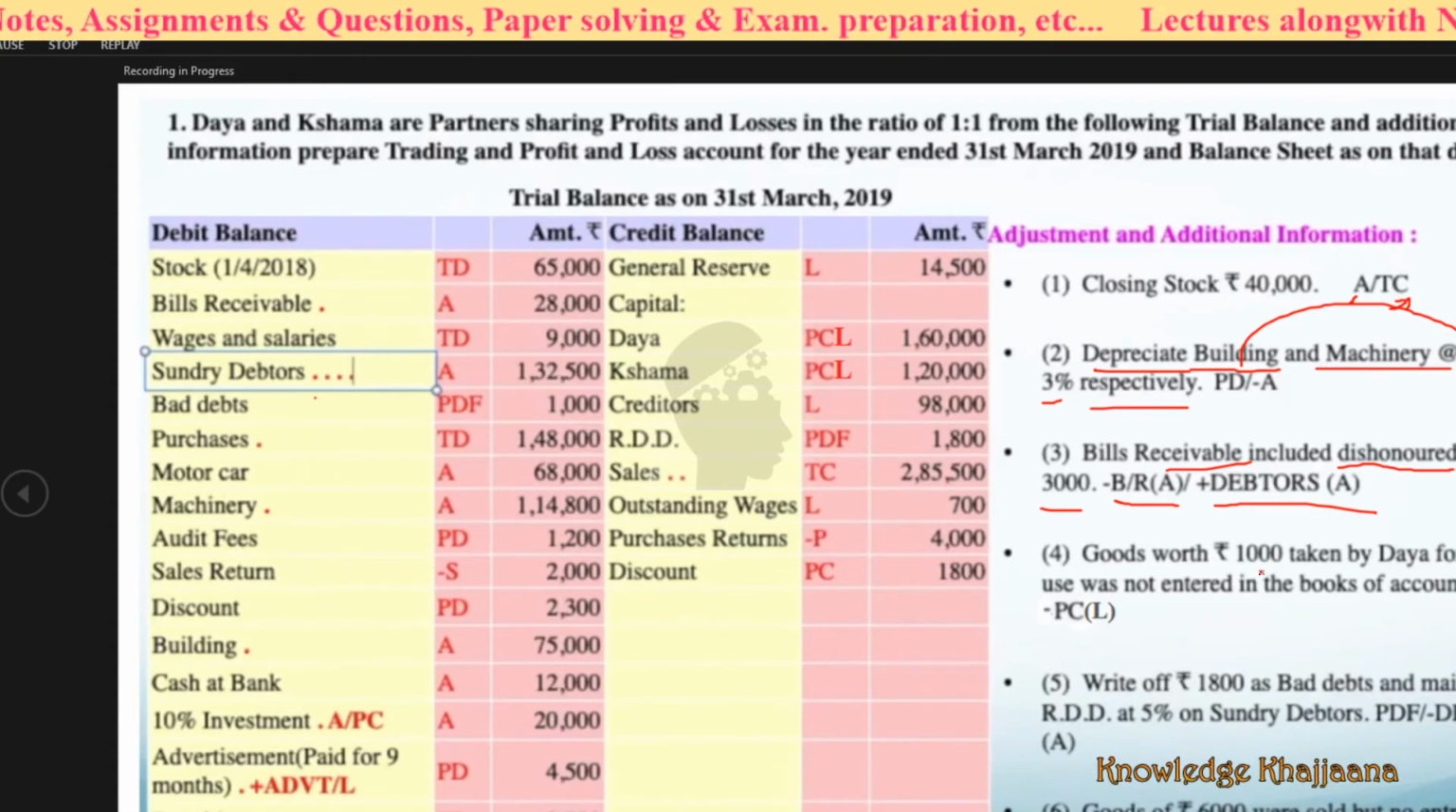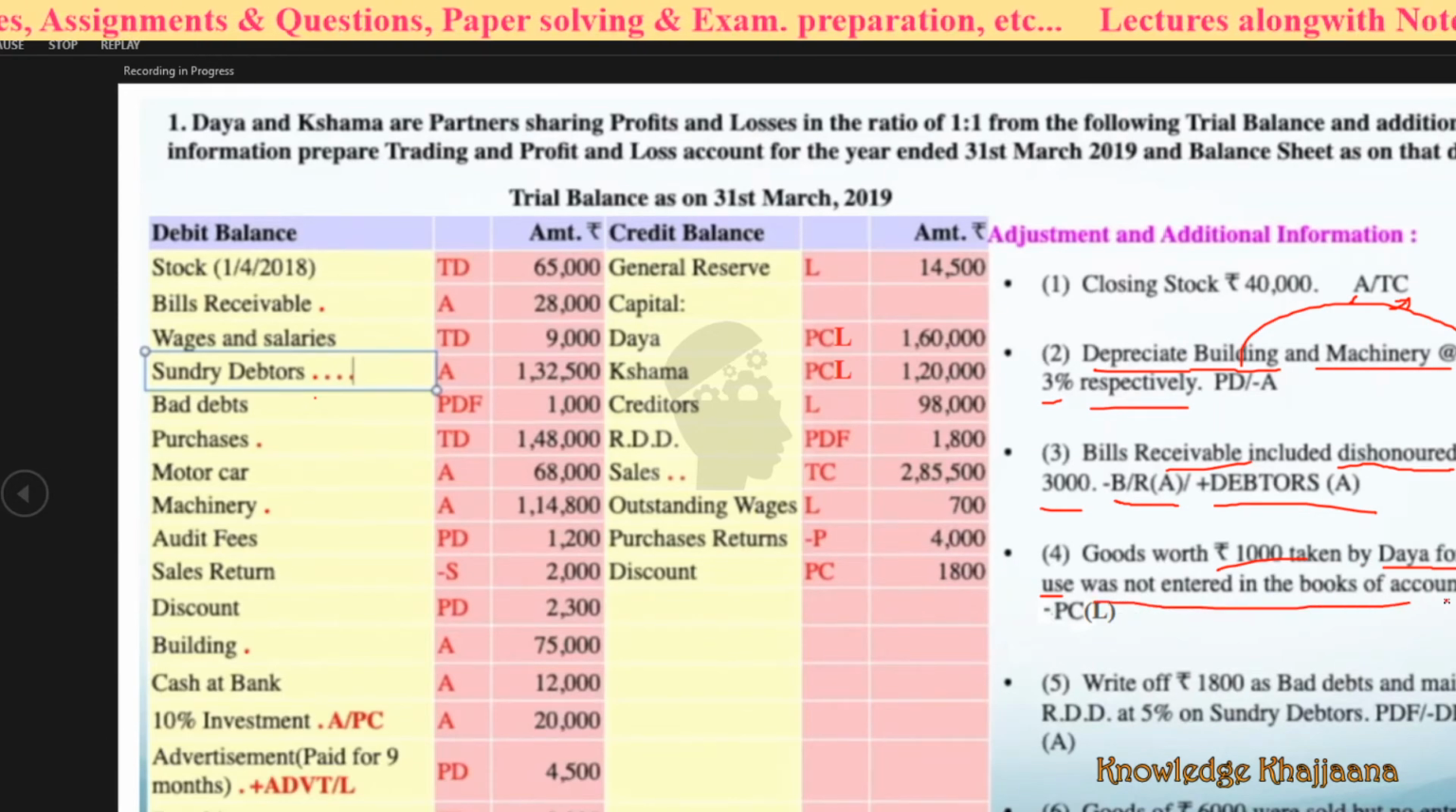Goods worth rupees 1000 taken by Daya for personal use. What does this mean? Drawings. Goods of rupees 1000 by Daya are drawings, but those were not entered in the books of account. The recording of those goods of rupees 1000 which has been taken by Daya for his personal use has not been entered in the books of accounts. So what we have to do? We have to repair it. So how we can repair it?